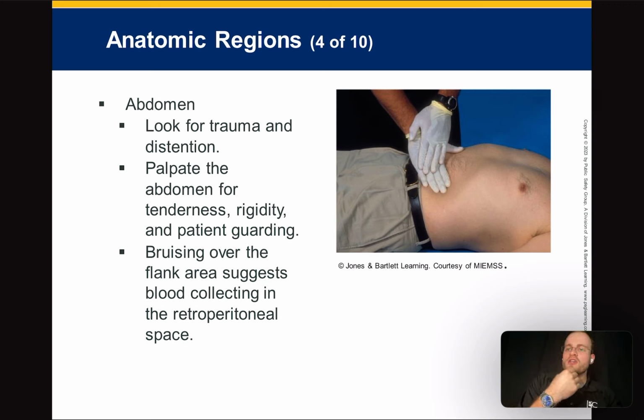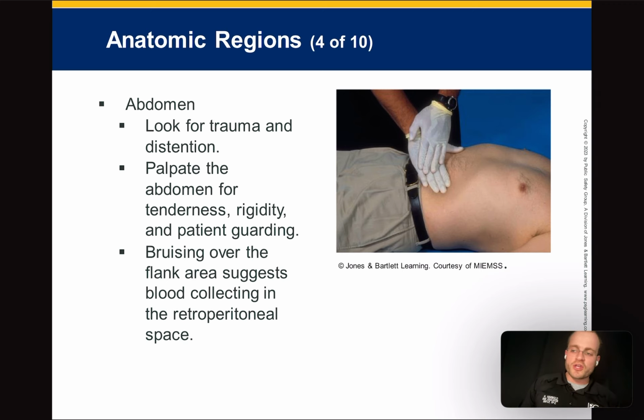And so, we're going to look for bruising in the flank. So bruising of the flank might suggest a kidney injury or a pancreas injury. And bleeding around the umbilicus could suggest a pancreas injury as well, or a spleen injury. So there's different areas that we're going to look, and we're going to get into what all these findings mean, of course, when we get into the chapters.